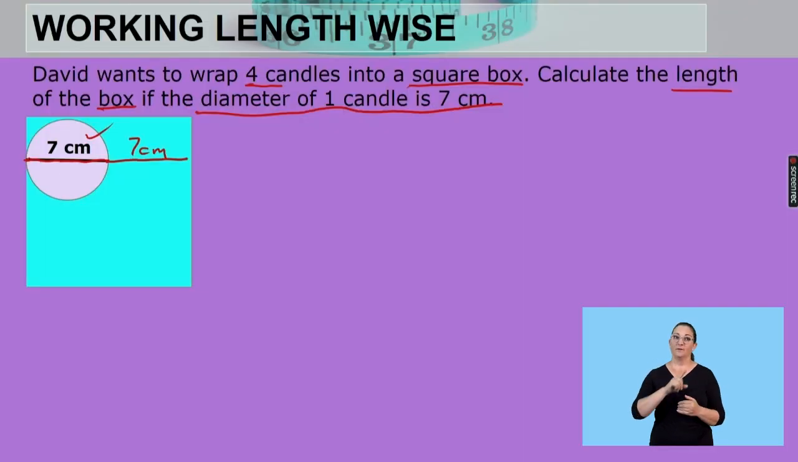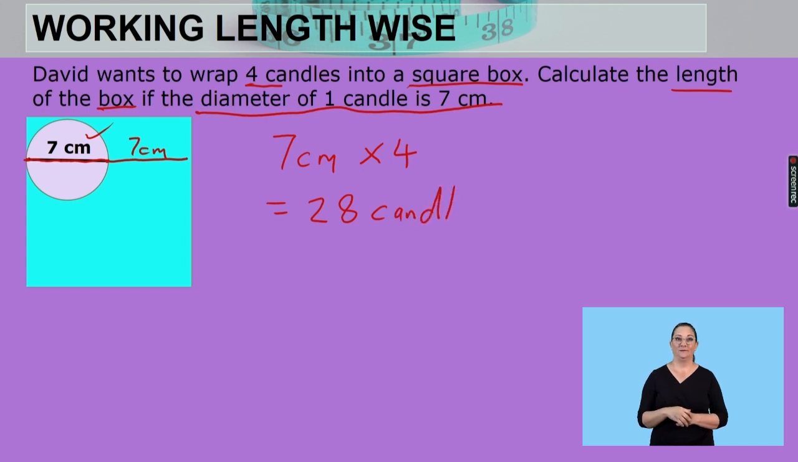So what we've got to do is, we want to fit 4 candles into this box lengthwise. So if we're fitting 4 candles, 7 centimeters is 1 candle. Multiply that by 4, and we get 28 centimeters. Excellent. Nice work. Well done.